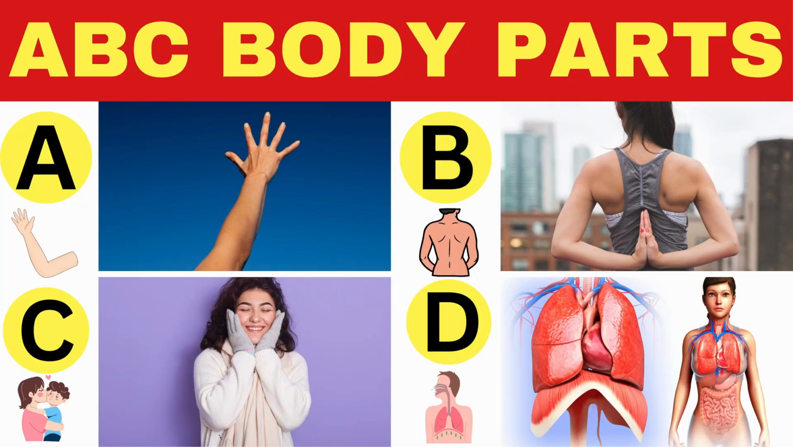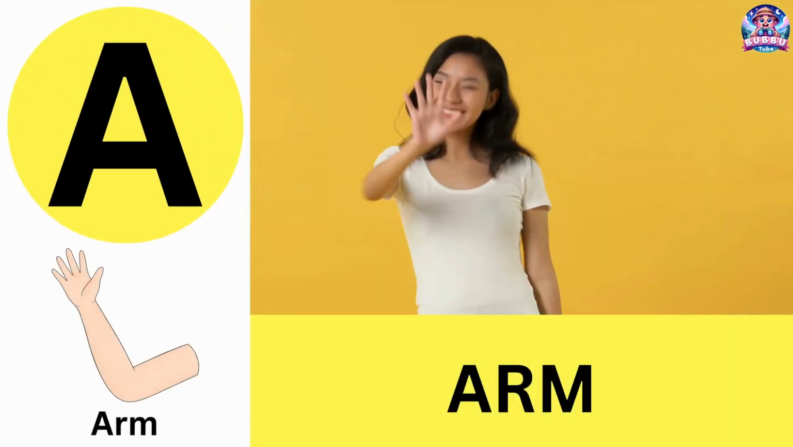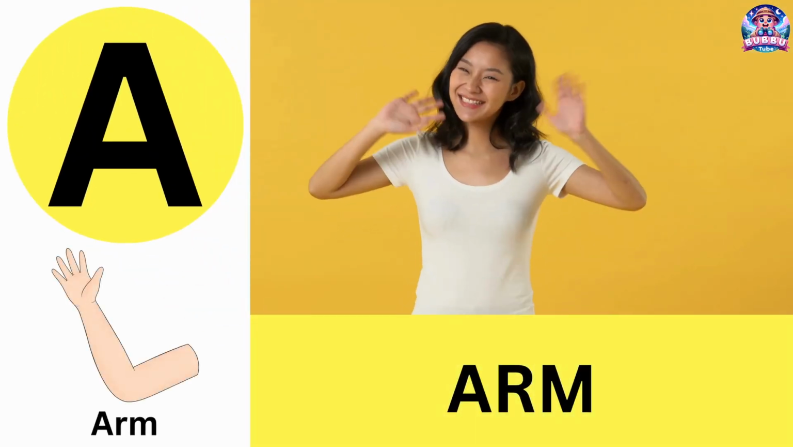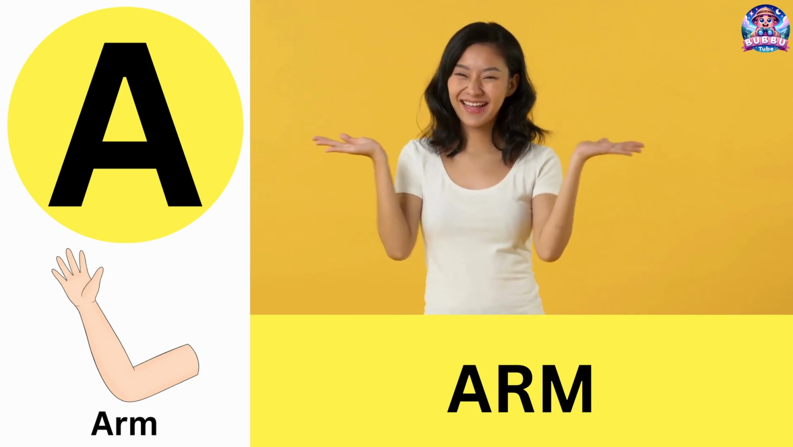Let's learn ABC body parts. A. A is for arm. Arms help us wave, hug, and pick things up. Arm.